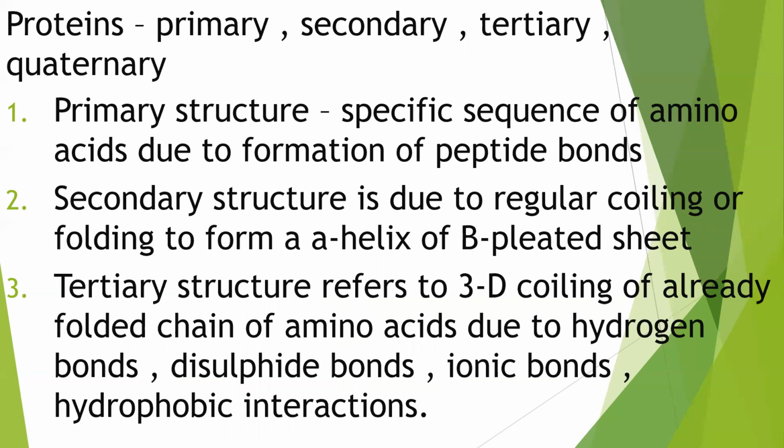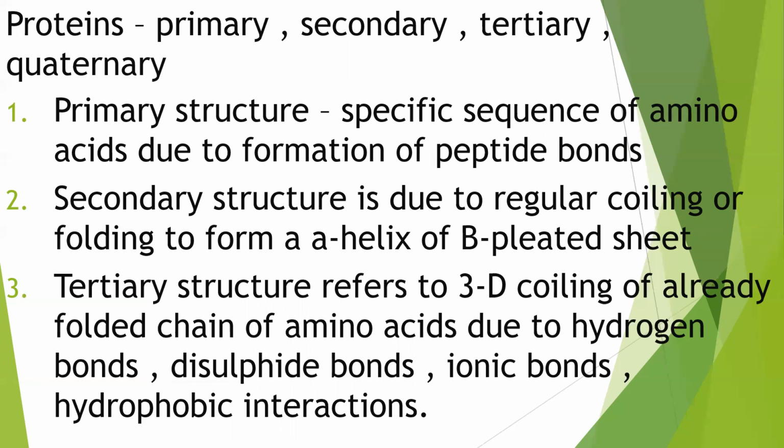The secondary structure comes from regular coiling and folding. This is mostly because of hydrogen bonds to form an alpha helix or beta pleated sheet. And tertiary structure is also due to 3D coiling of an already folded chain of amino acids due to multiple different types of bonds, which are hydrogen bonds, disulfide bonds, ionic bonds, and hydrophobic interactions.